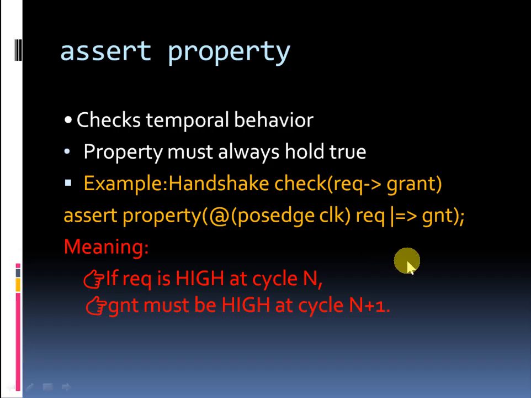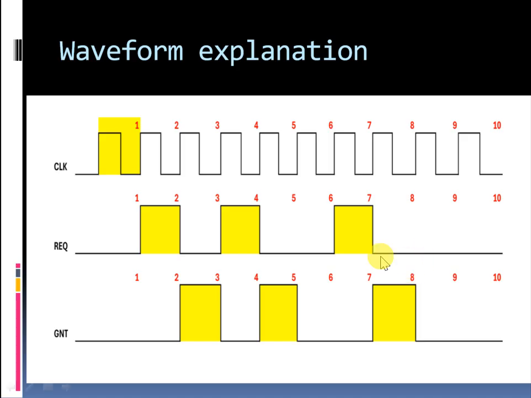Now I will show you the waveform explanation. First, we have taken a 10 cycle timeline. This is the clock signal, this is the request signal, and this is the grant signal. What we learned in the previous example is that if request is high in a clock cycle, then in the next cycle grant should be high. Here we can see in the first clock cycle request is 0, so in the next clock cycle grant is also 0. Now in the second clock cycle request is high, so grant will be high in the next cycle. In the third cycle request is 0, so in the fourth cycle grant is 0.